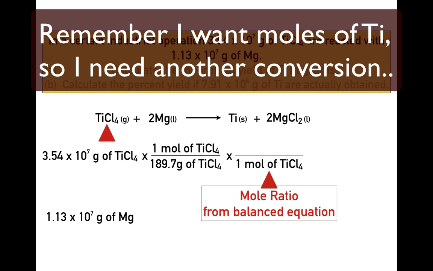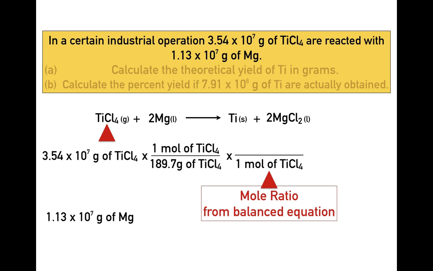So the next thing I want to find out is how many moles of titanium I make. In order to do that, I need to use my mole ratio from the balanced equation. If I look at my balanced equation, I notice that for 1 mole of titanium chloride, I yield 1 mole of titanium. So it's a 1-to-1 ratio. Pretty simple.